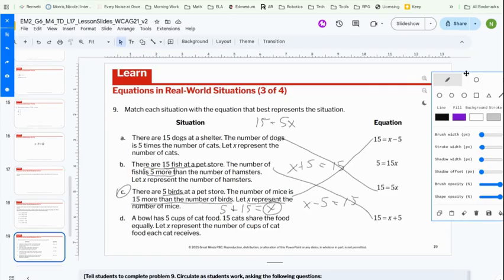Then D, a bowl has 5 cups of cat food. 15 cats share it evenly. Let X represent how much food each cat gets. So there's 5 cups altogether. There's 15 cats all eating something. And so that's how we get this. 15 cats eating something for the total of the 5 cups of food.